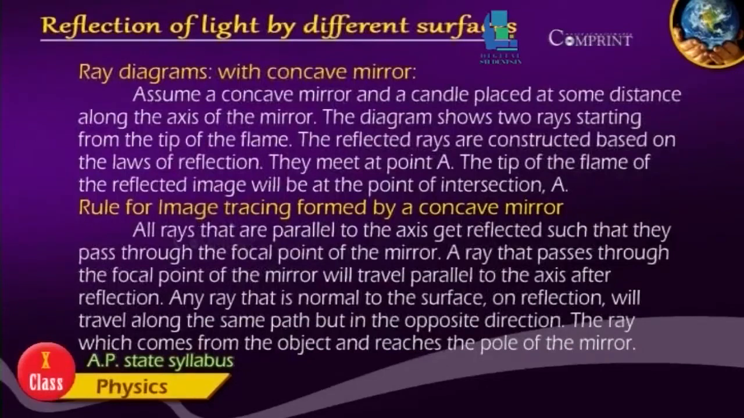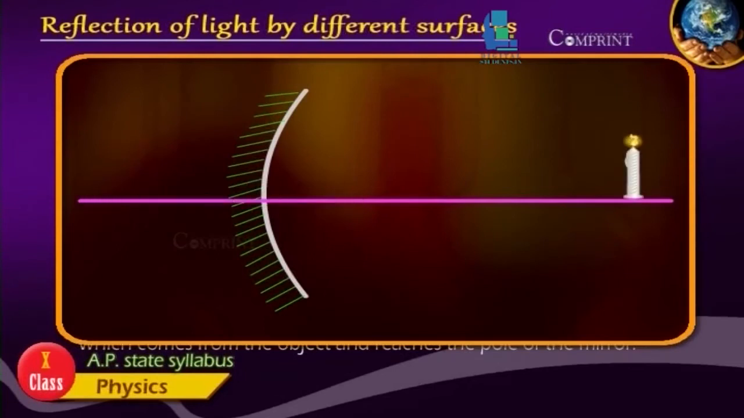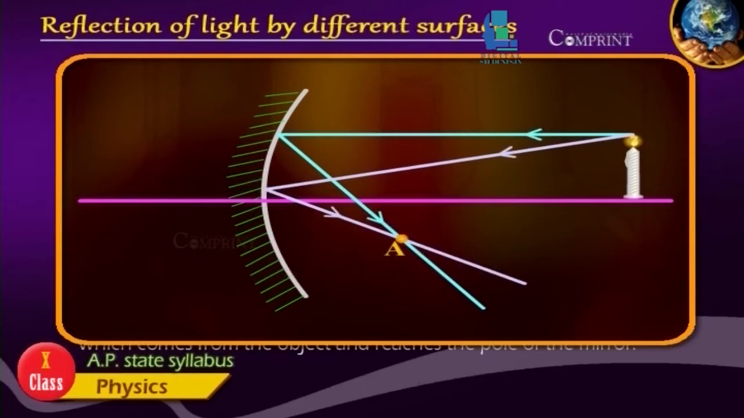Ray diagrams with concave mirror. Assume a concave mirror and a candle placed at some distance along the axis of the mirror. The diagram shows two rays starting from the tip of the flame. The reflected rays are constructed based on the laws of reflection. They meet at point A. The tip of the flame of the reflected image will be at the point of intersection A.